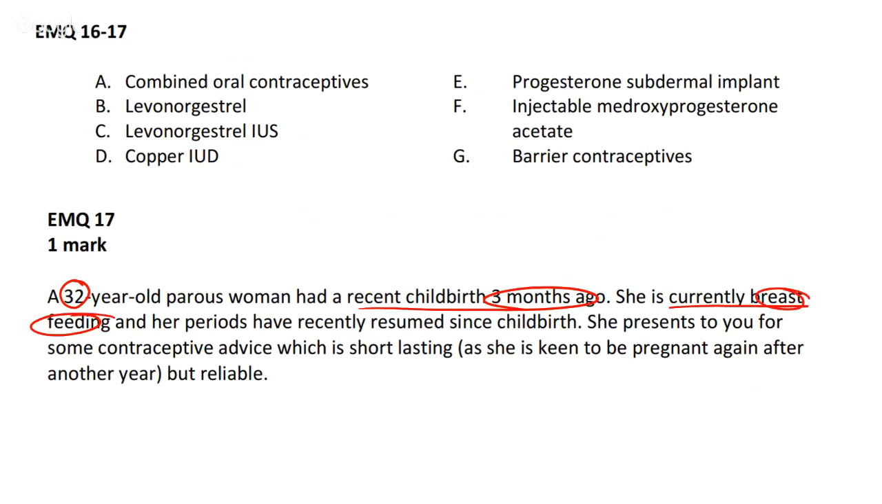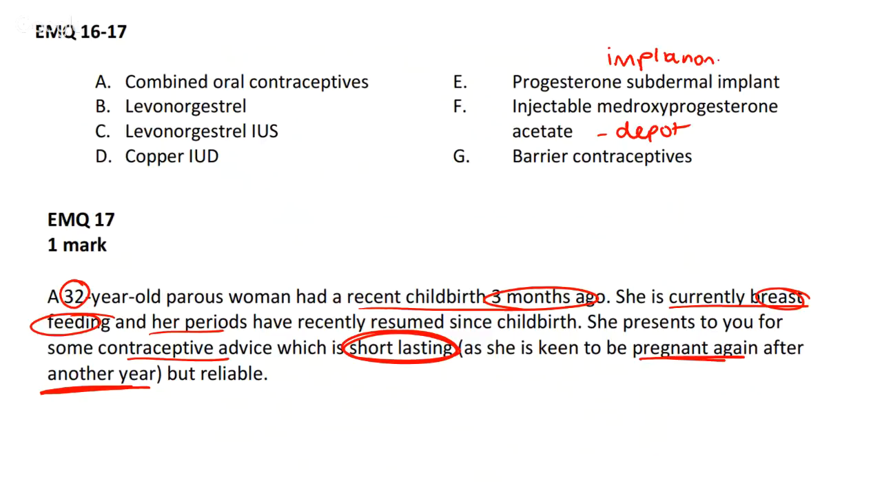So that's important. She's breastfeeding. She has her periods. She wants something which is short lasting. She wants to get pregnant again after another year. So what's this? So this is depot. Because the thing with the depot is it's the shortest compared to the progesterone options, but the return to fertility is quite long. So if she wants to be pregnant in a year, when she comes off the depot, she's not guaranteed to be pregnant. Okay, so that's all very good logic.